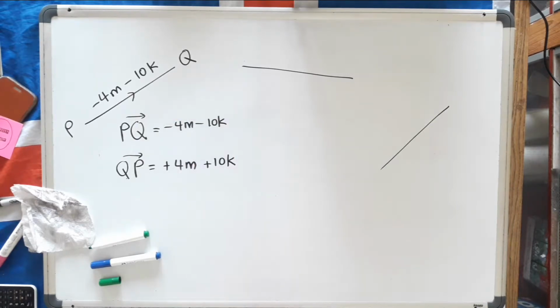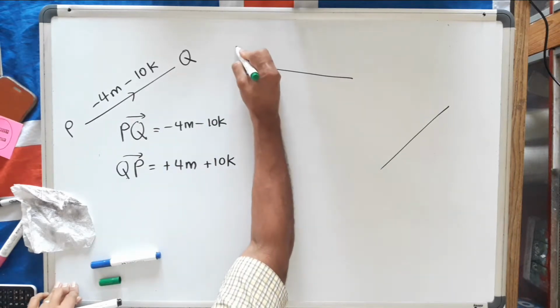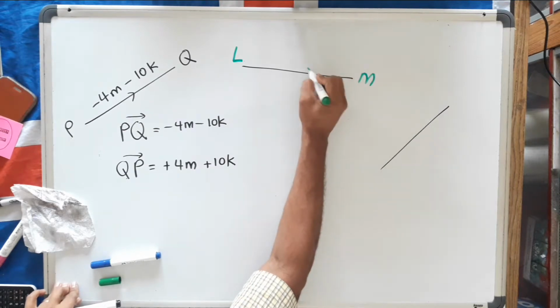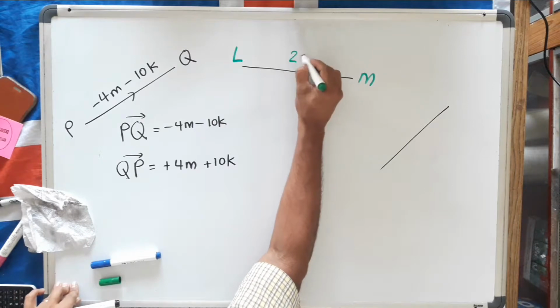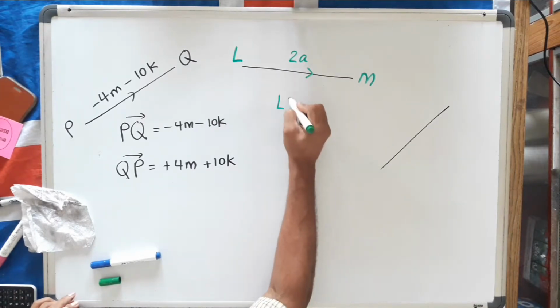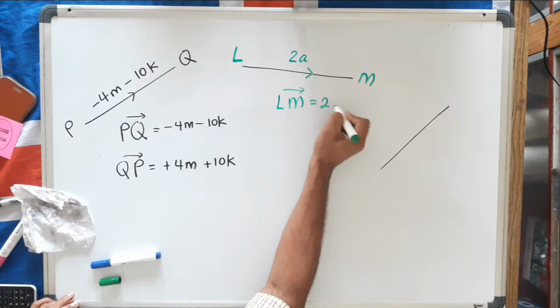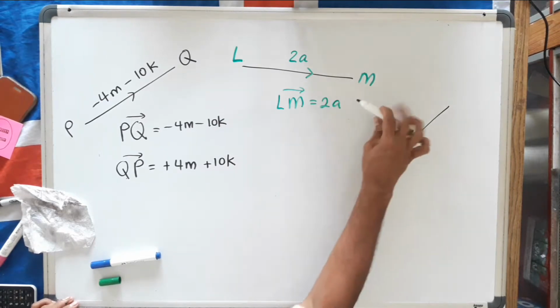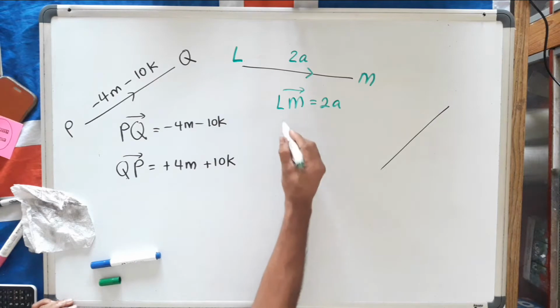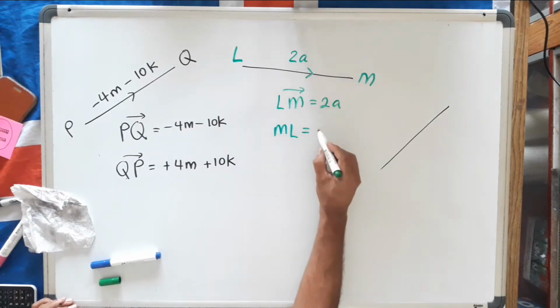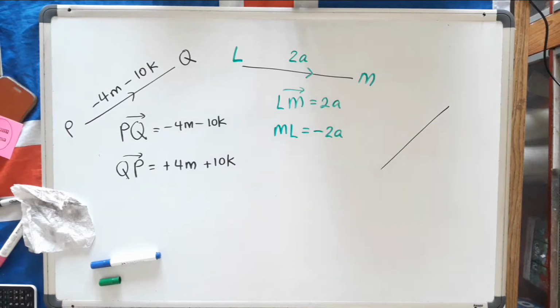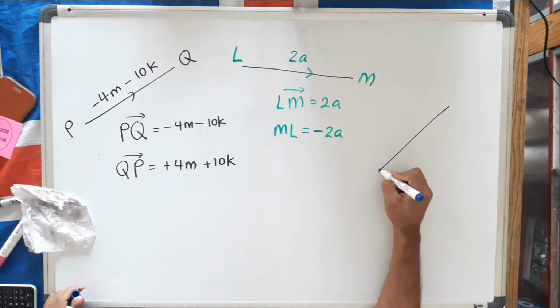I just made everyone the opposite. That's all you have to do. So if I have the vector LM, and I'm going from L to M, and I tell you the value of this vector is 2a, so the value of LM is 2a. If I am planning to go the opposite direction from M to L, right now it's positive 2a. Guess what? It will be negative 2a. Simple enough? All right. Let's do one more so it sticks in your head.